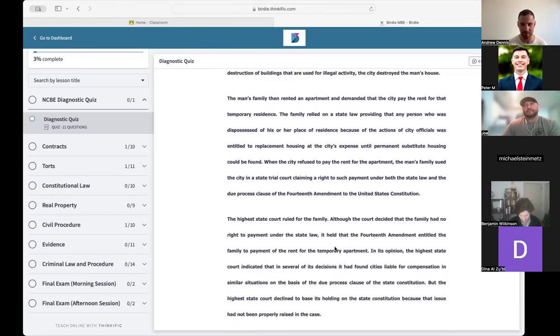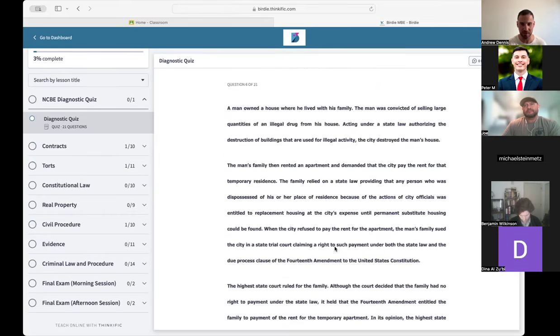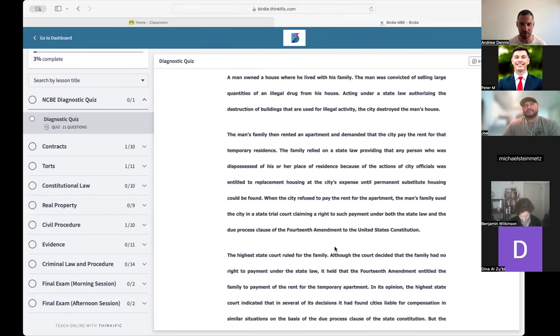All right, you got a little whole story here. So a man owned a house. Okay, this is a whole story that comes down to one line, and that happens on the MBE. A man owned a house where he lived with his family. The man was convicted of selling large quantities of an illegal drug from his house. Acting under state law authorizing the destruction of buildings that are used for illegal activity, the city destroyed the man's house. The man's family then rented an apartment and demanded that the city pay the rent for that temporary residence.